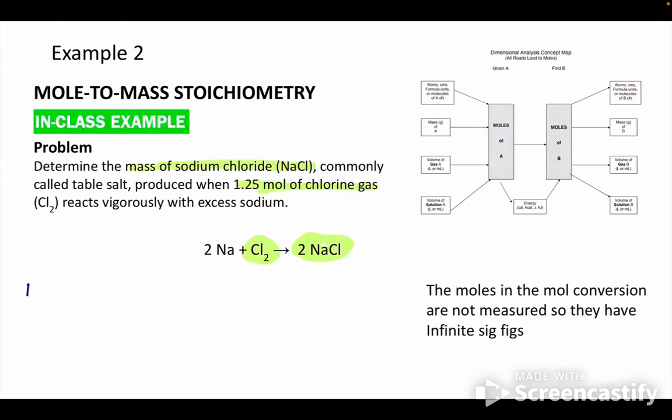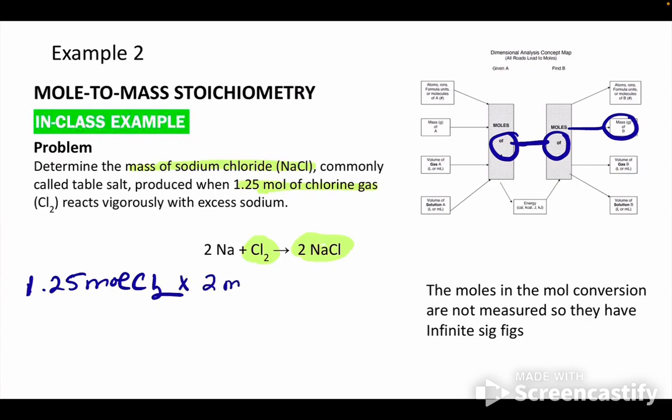So starting with 1.25 moles of chlorine. So I'm right here. I'm going to convert over to moles of sodium chloride, and then I'm going to use molar mass to get to grams of sodium chloride. So right away, I'm going to do a mole-mole ratio. So 2 moles of sodium chloride. I'm getting that 2 right here. For every 1 mole of Cl2, there's a 1 right there. So that got me here.